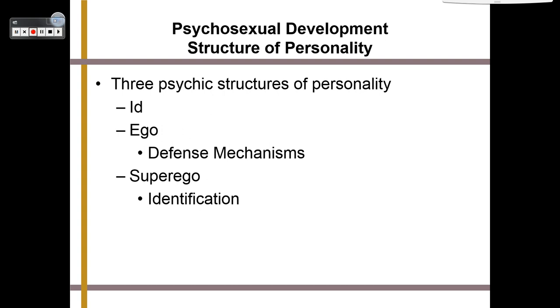Skipping over ego to superego, think of your superego as the angel on your shoulder. This is your conscience. It is telling you this is what you should be doing, right? It's what makes you feel guilty about certain things. And it's also part of identification. So the superego is kind of the perfect version of yourself.